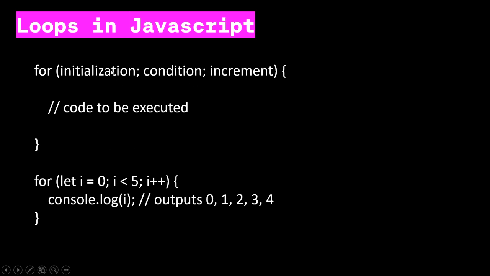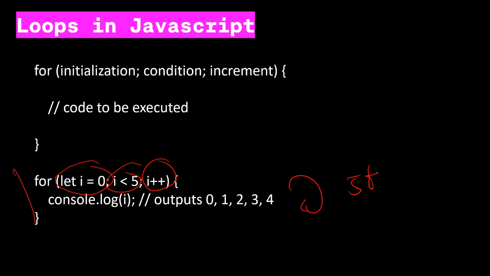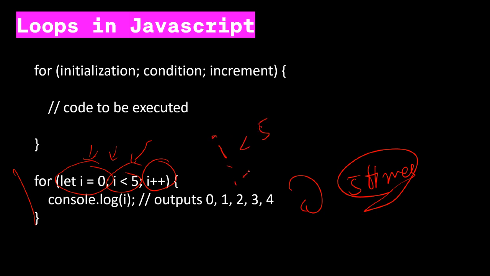There's a very basic example here which says for int i equal to 0, i less than 5, i plus plus. So this loop is going to be executed 5 times. I can tell that it will execute 5 times by looking at the initialization, condition and increment, because i is less than 5 and i starts from 0, which means this loop will be executed 4 times. Sorry, 5 times.